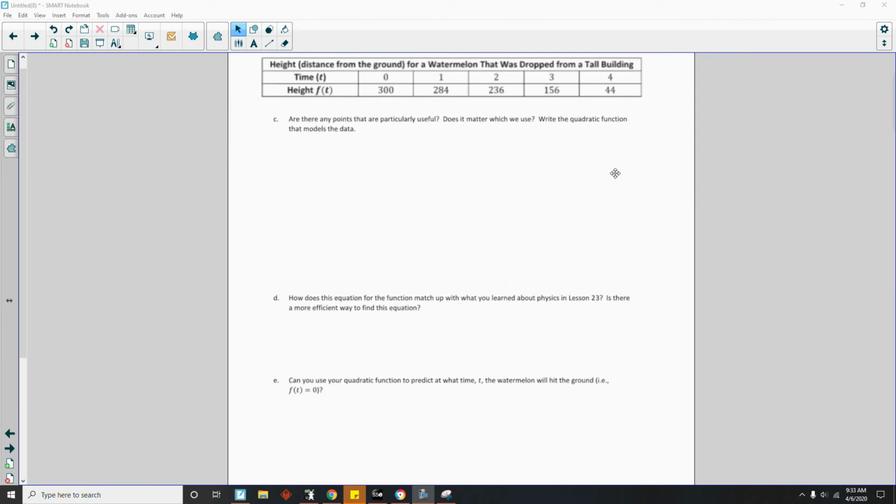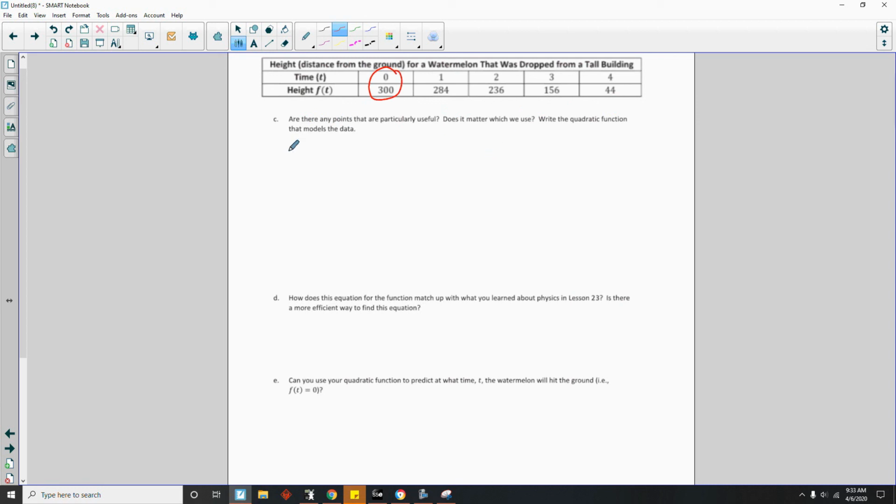Okay, page 4 brings us to part C. I've already brought in the table from the prior page because we're going to use it here. And it says, are there any points that are particularly useful? And does it matter which ones we use? Write a quadratic function that models the data. Well, yes, there are definitely useful points.